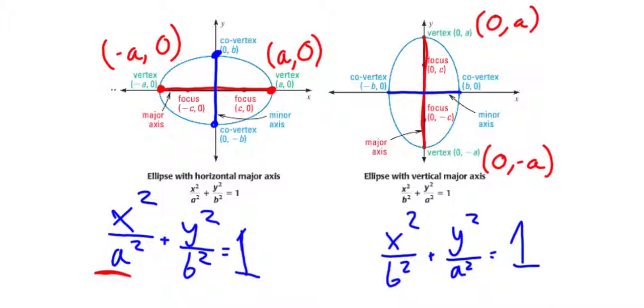So if we look at the horizontal major axis, this one on the left here, we see that the a squared, that a value, is paired with the x squared. Because this major axis is on which axis of the plane? Yeah, it's on the x-axis. Whereas over here, that a value, that major axis, is on which axis? It's on the y-axis, so that's why the a switches.